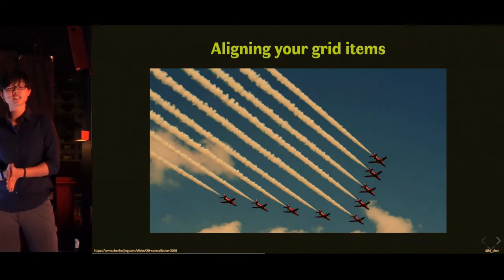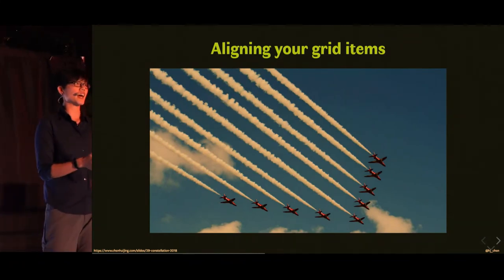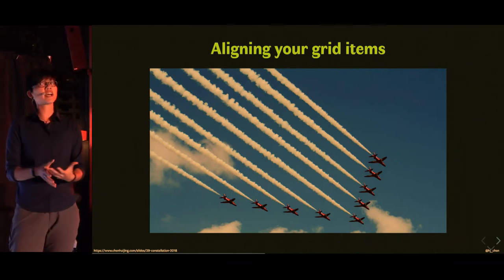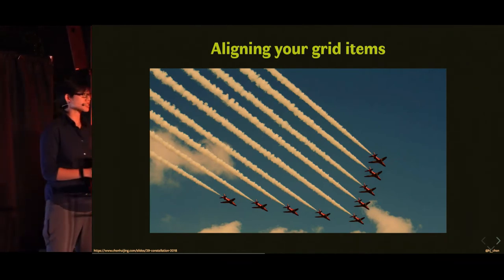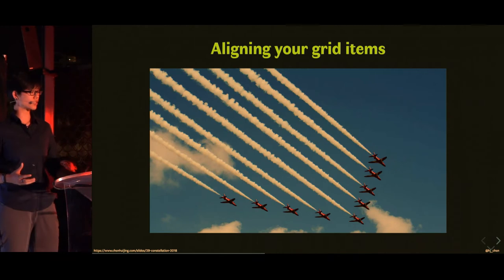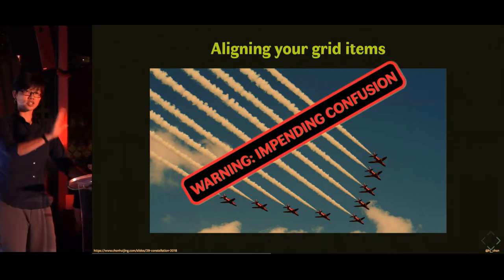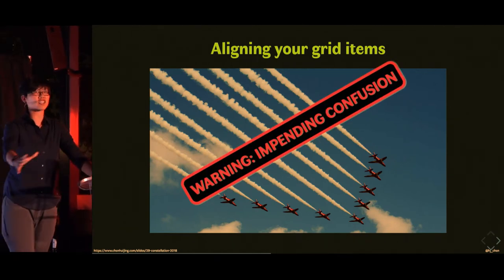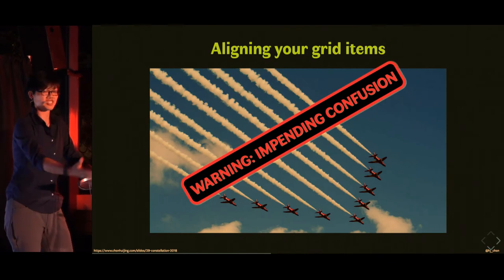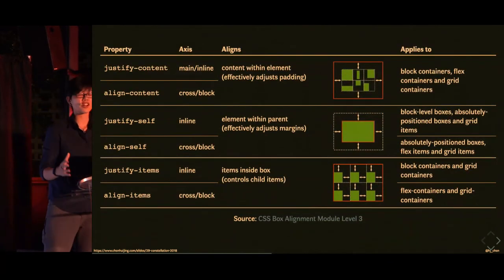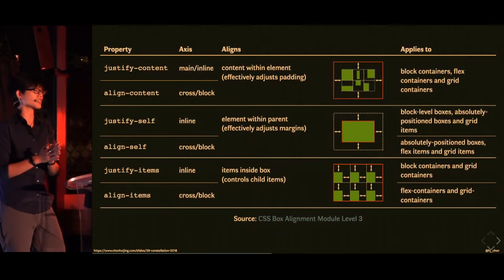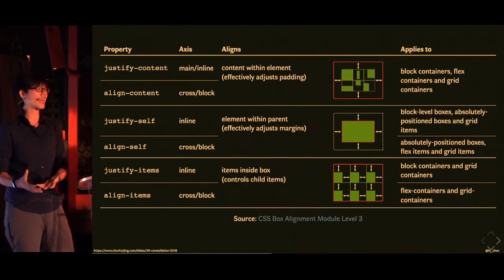So another part of building layouts on the web involves aligning items. And aligning items can be very tricky because the properties sometimes tend to confuse people. So just a word of warning, you might get confused with what I'm going to say in this next section. There are 6 properties that you can use to align stuff in your layout.